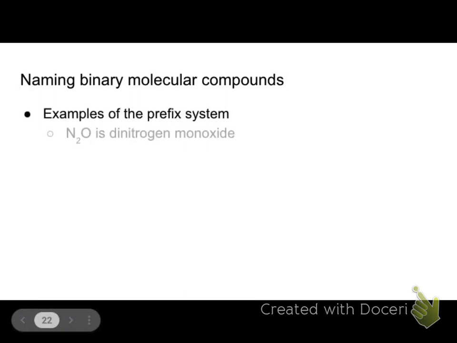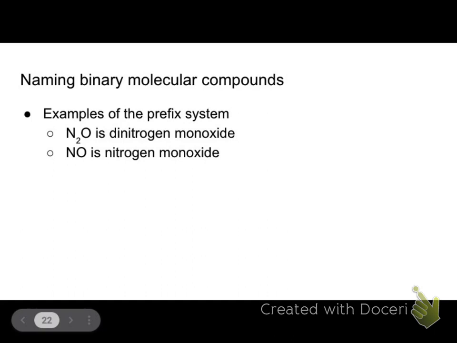Examples of the prefix system. Okay. N2O would be written as dinitrogen monoxide. So they added the prefix di to nitrogen to tell you that there are 2 of them. Then they added the prefix mono to oxygen, and then they changed the ending of oxygen to "-ide", so it is now monoxide.